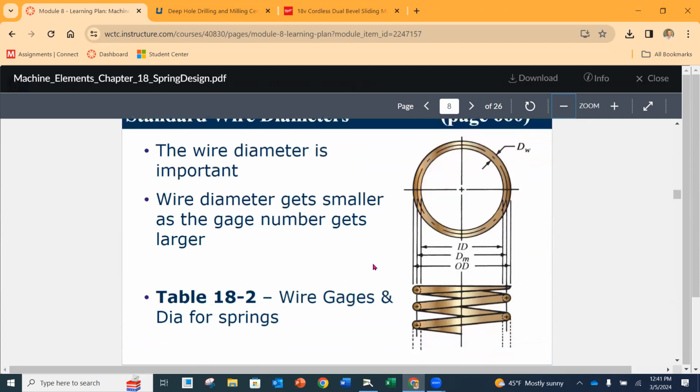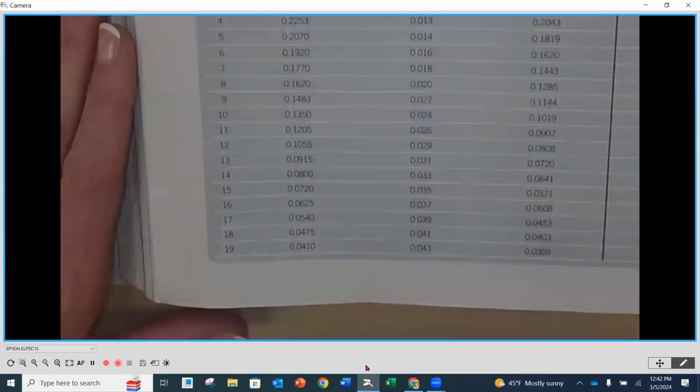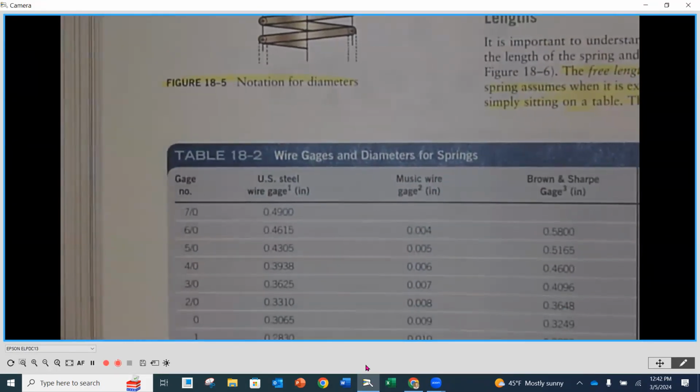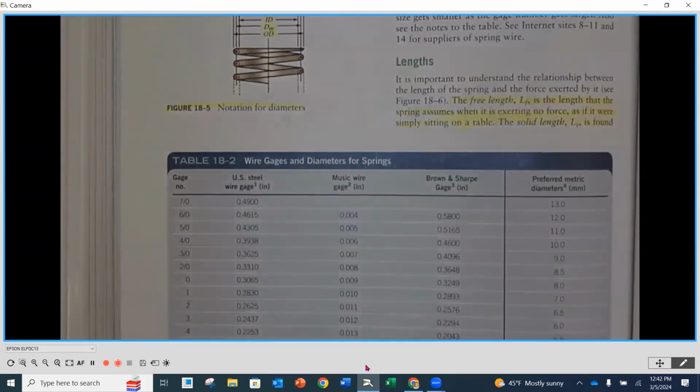Now there are standard wire diameters, starting on page 660, in Table 18.2. These are standard wire gauges and diameters for springs. The wire diameter is important, so the material that we make it out of, as well as the diameter itself. As those wire diameters get smaller, you're going to notice that the gauge number gets larger. It moves in the opposite direction. So the standard sizes that we would see are on page 660 here, and this table gives us the wire gauge sizes, the diameters for each one of the springs.